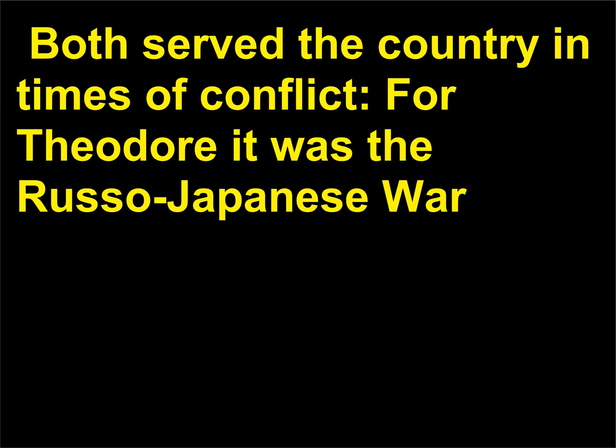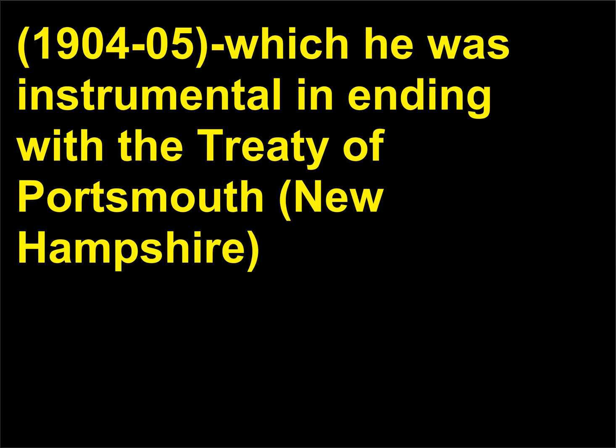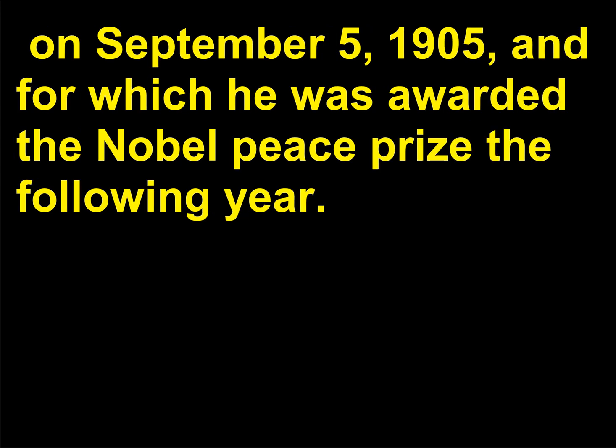Both served the country in times of conflict. For Theodore it was the Russo-Japanese War, 1904-05, which he was instrumental in ending with the Treaty of Portsmouth, New Hampshire, on September 5, 1905, and for which he was awarded the Nobel Peace Prize the following year.